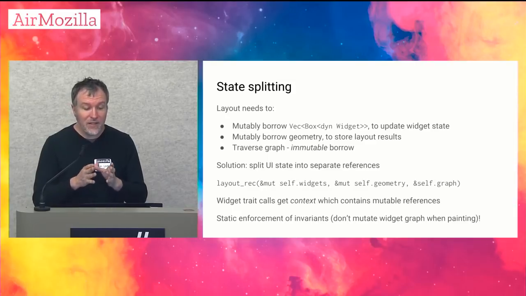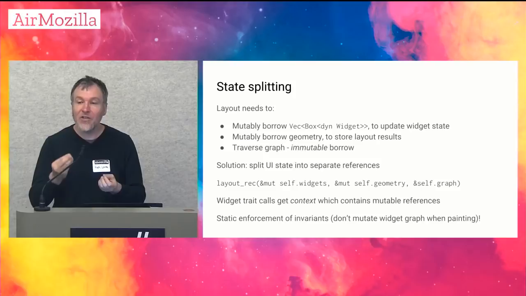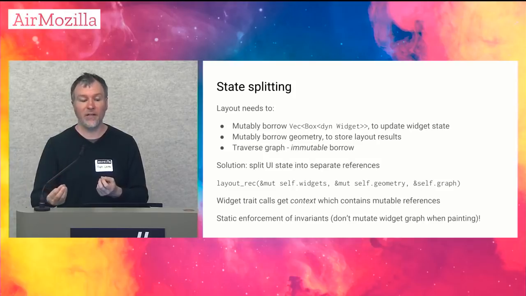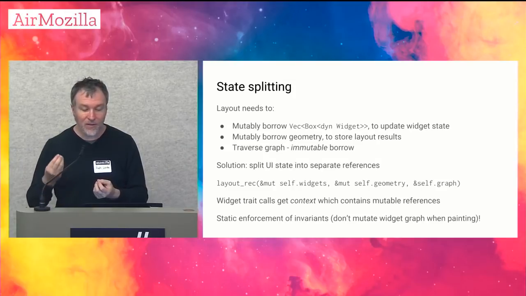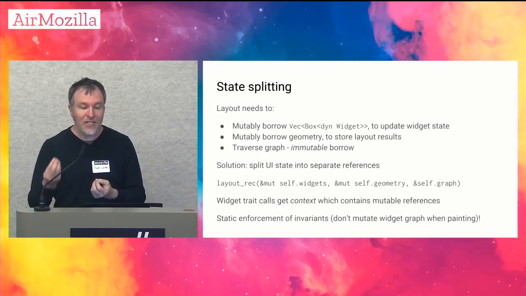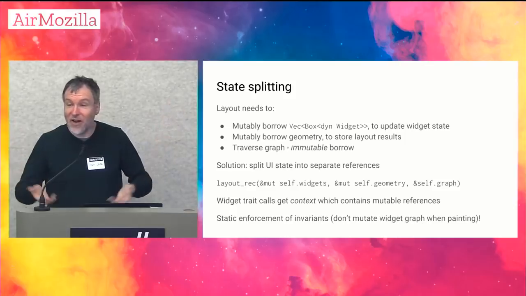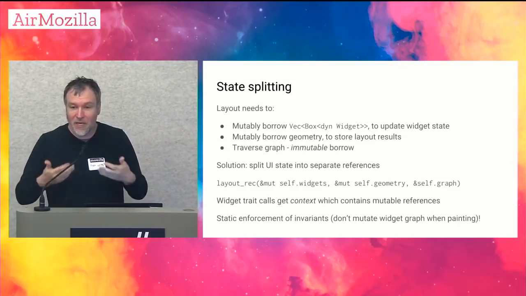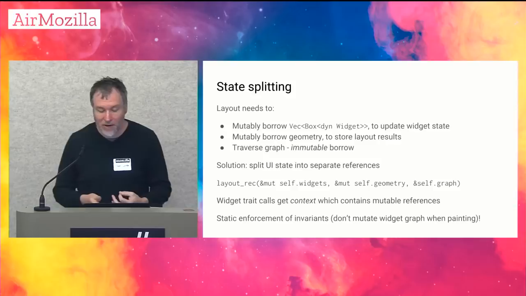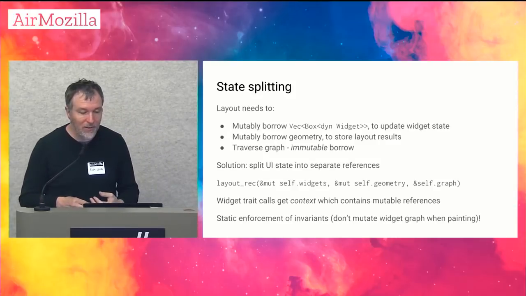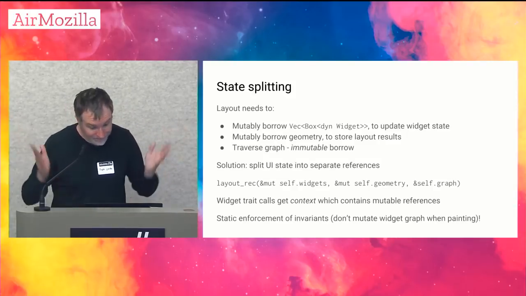And that is writing, like, what can you do? Can I mutate the graph? Can I query the geometry of a child? Can I send an event? Those are methods that are on the context. So you're writing into the type of these methods what you can do and what you can't do. And so that's a static compile time enforcement of the invariants. For example, you can't mutate the widget graph while painting. The context that's passed into the paint method does not have a mutate widget graph method on it. So you don't get to have as much fun at runtime.